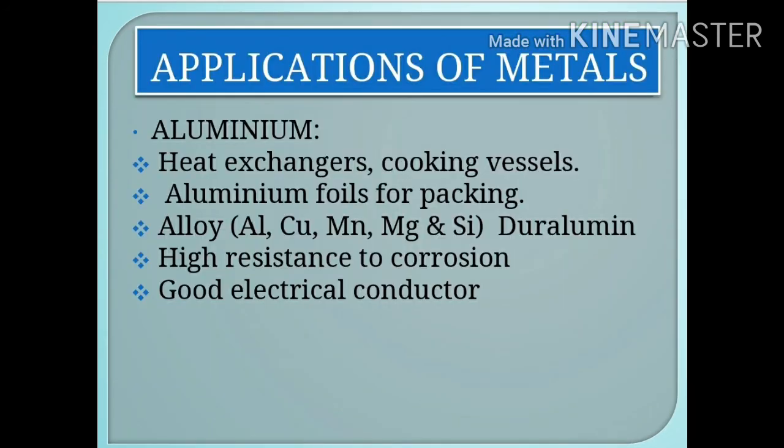Next is applications of metals. For aluminium, silver, gold, copper, and iron, we have to see the applications. Aluminium can be used in heat exchangers as well as cooking vessels. An important use of aluminium is duralumin. This duralumin is an alloy. We know that it is mainly used in making aircraft parts, and aluminium is a good electrical conductor also.